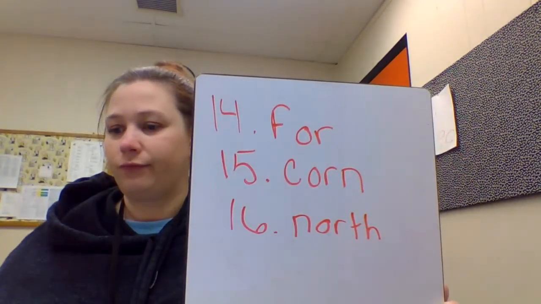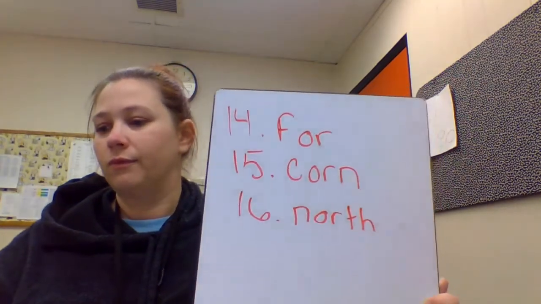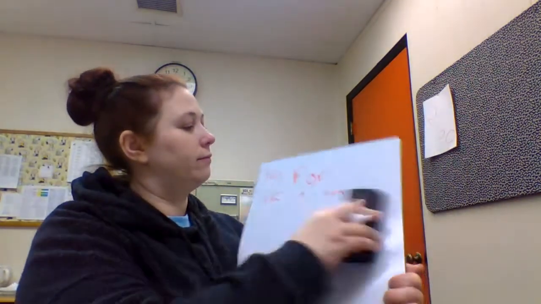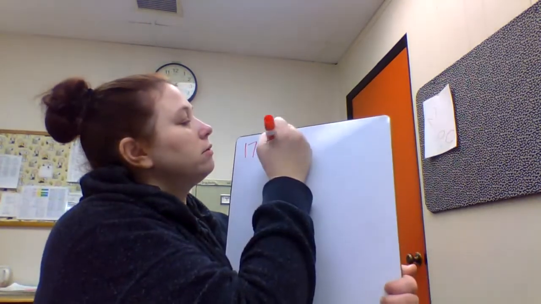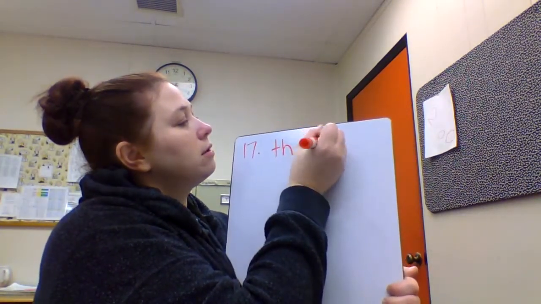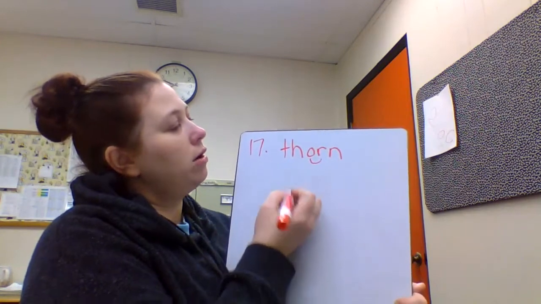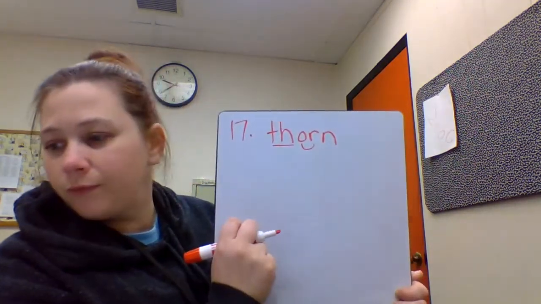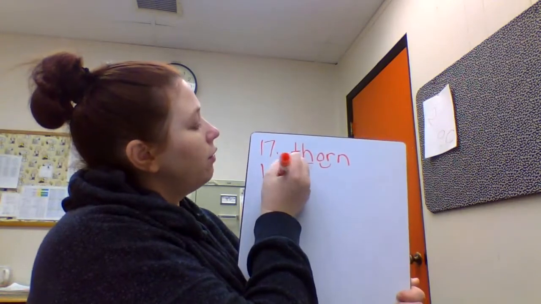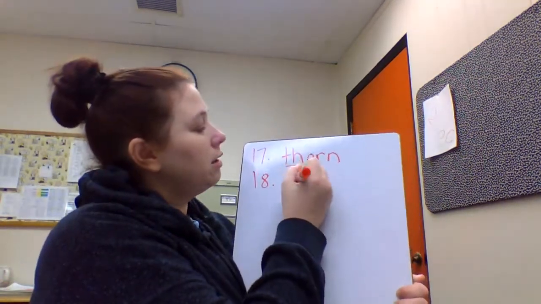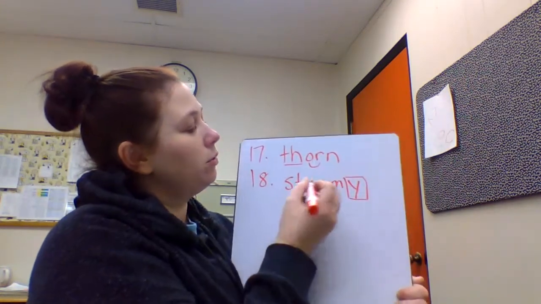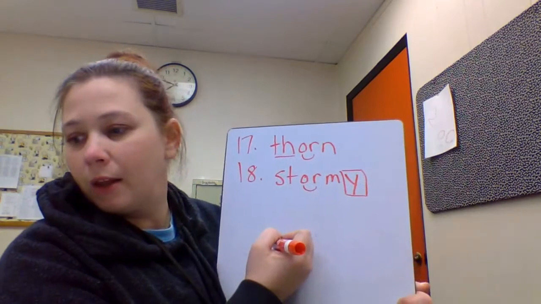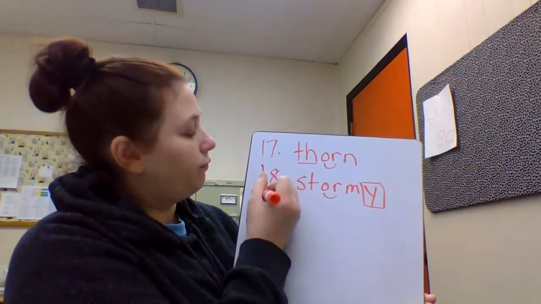All right, make sure that you have these 3 down, and then we're going to move on to coding. All right, number 17, we have thorn. We have our combination OR, our digraph TH, and that's all we need to do there. Number 18, stormy. We have our suffix Y that we box off, and then we look at our root word. We have our combination OR, and that's all we're doing there too.